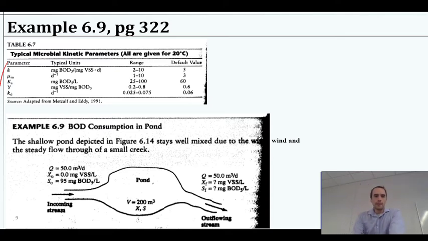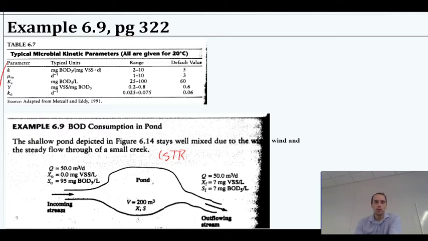In this example, we have a shallow pond depicted here. It stays well mixed due to the wind and the steady flow through of a small creek. So we have a completely mixed system and a flow through on both sides. That means it's a CSTR, right? So that's something we can identify from the get-go.